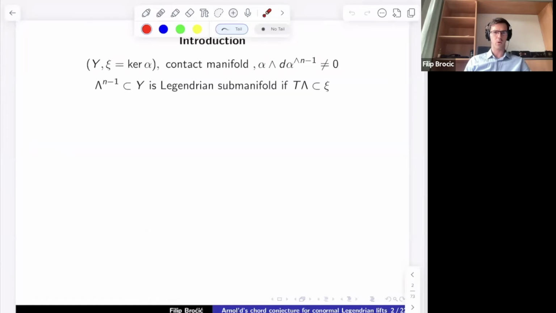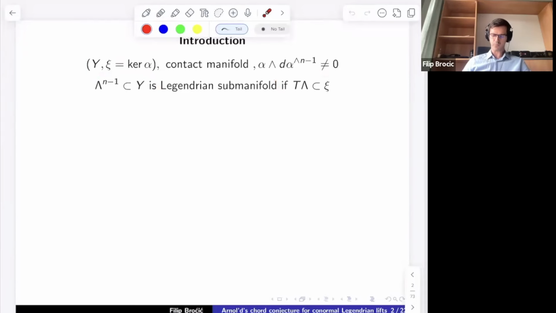So we start with a co-oriented contact manifold, meaning that the corank 1 distribution is given globally by the kernel of a differential 1 form, and this differential 1 form induces the volume form via this inequality. And then the chord conjecture concerns Legendrian submanifolds of contact manifolds. These are the submanifolds of Y of maximal dimension such that the tangent space at each point belongs to the contact distribution.